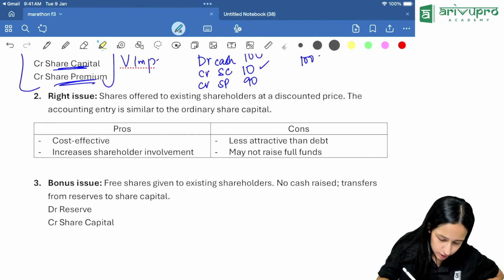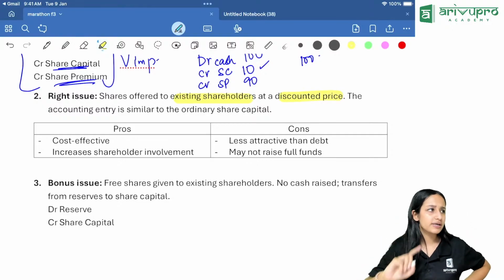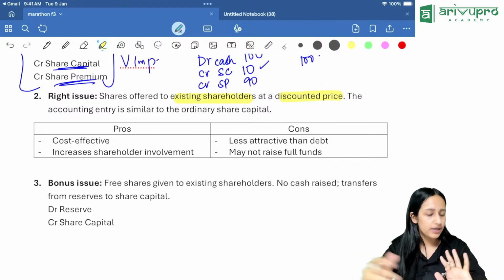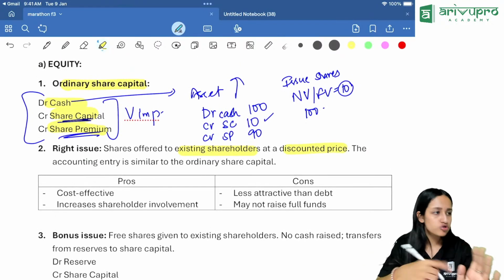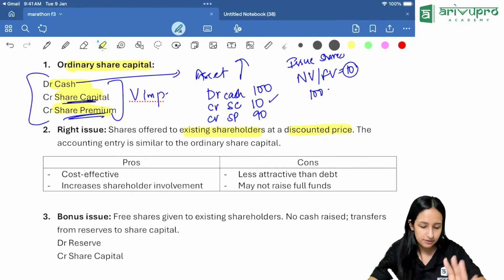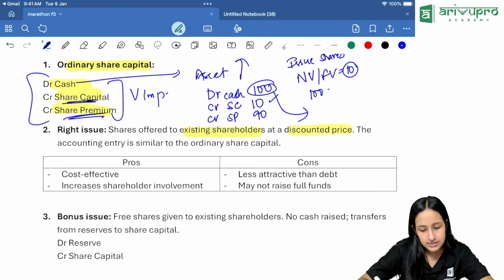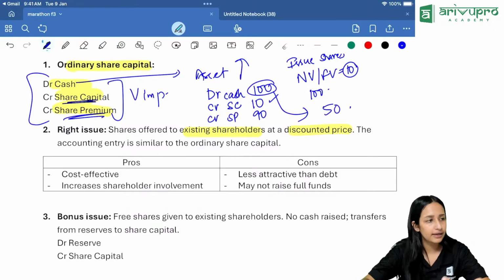Rights issue is shares offered to existing shareholders at a discounted price. So a rights issue is basically like this. We'll issue normal share capital. The journal is also similar to that, but then we issue at a discounted price. That's the difference. So for example, here it is $100, right? Probably for the existing shareholders, we'll make it 50 or something like that. The journal entries will remain the same.